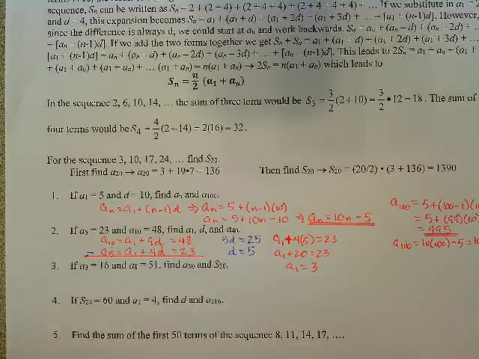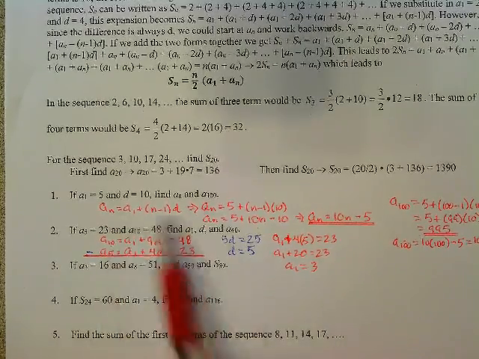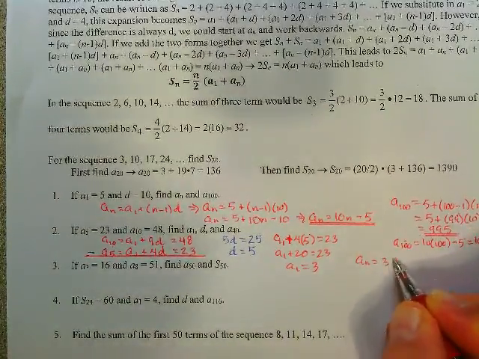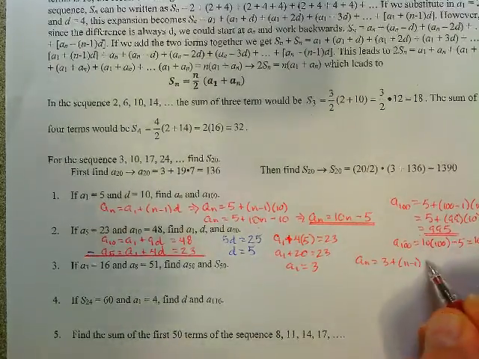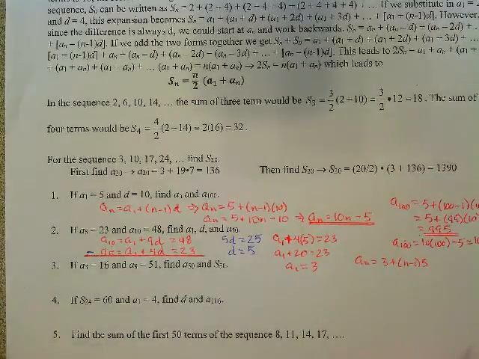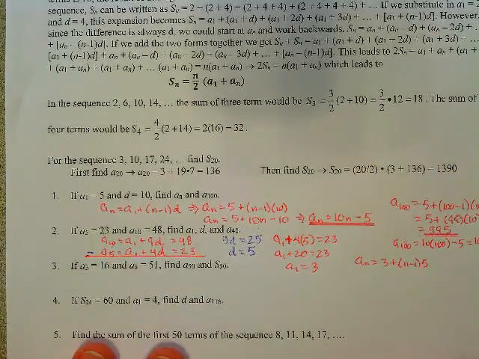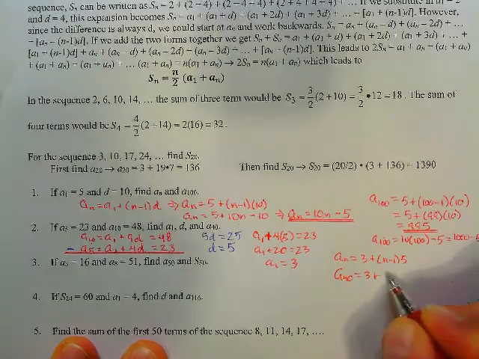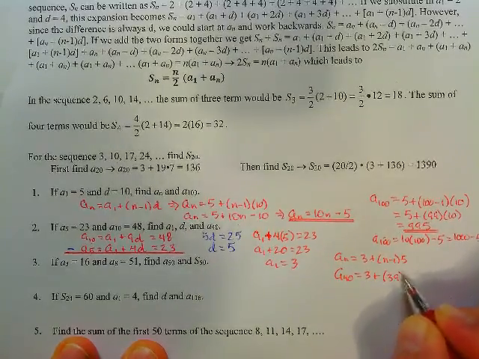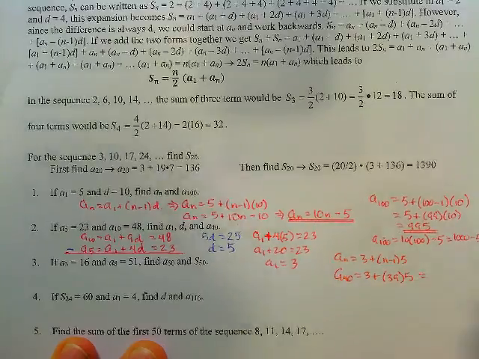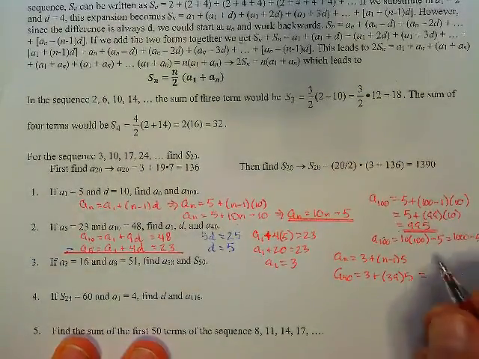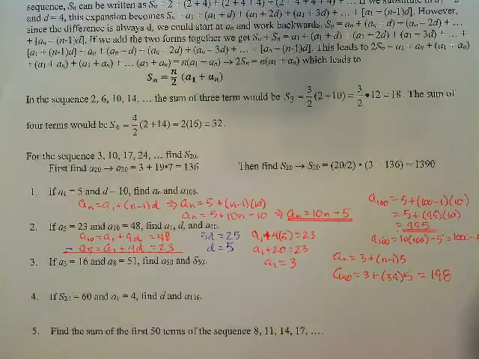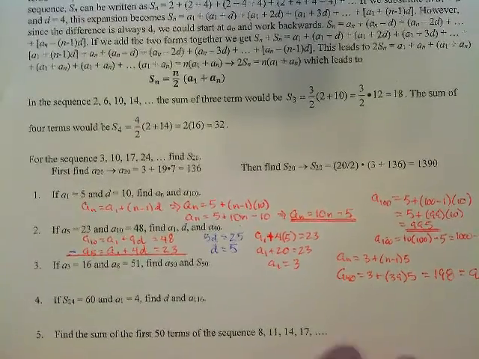Now that I have the first term and I have D, I can rewrite my general formula. In other words, AN has to be A1, which was 3, plus n minus 1 times 5, where I've plugged in the A1 and the D. And so A40 is going to be 3 plus 40 minus 1, that's 39, times 5, and that gives me an answer of 198. So this is what A40 is, 198.